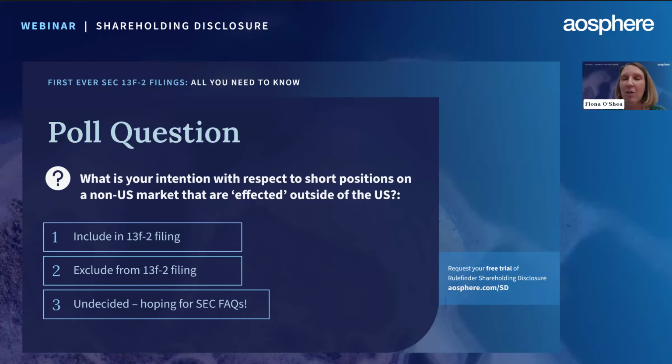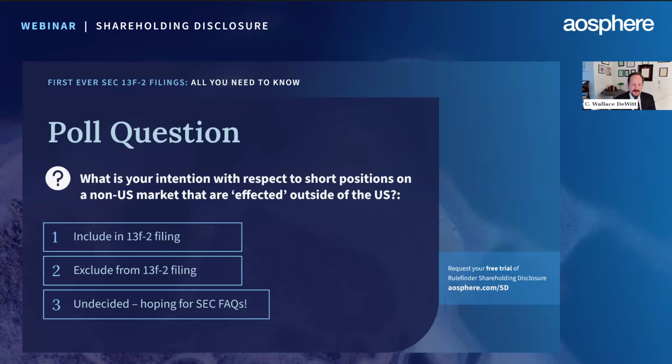Are you going to include them in your 13f-2 filing, exclude them, or just be undecided right up to the day, hoping for some SEC FAQs or a statement of relief coming out? So if you could just put in your votes there, we can see where the audience is lying in approach to this.